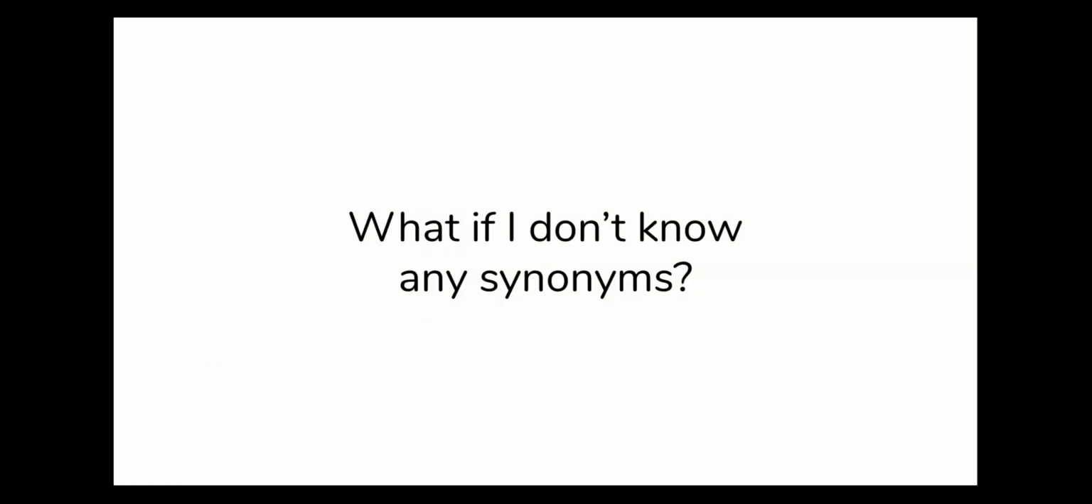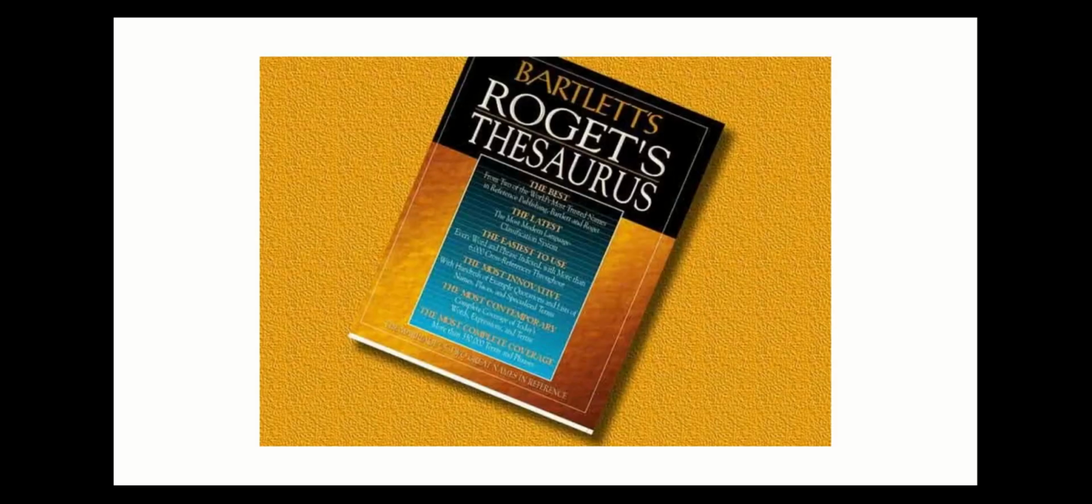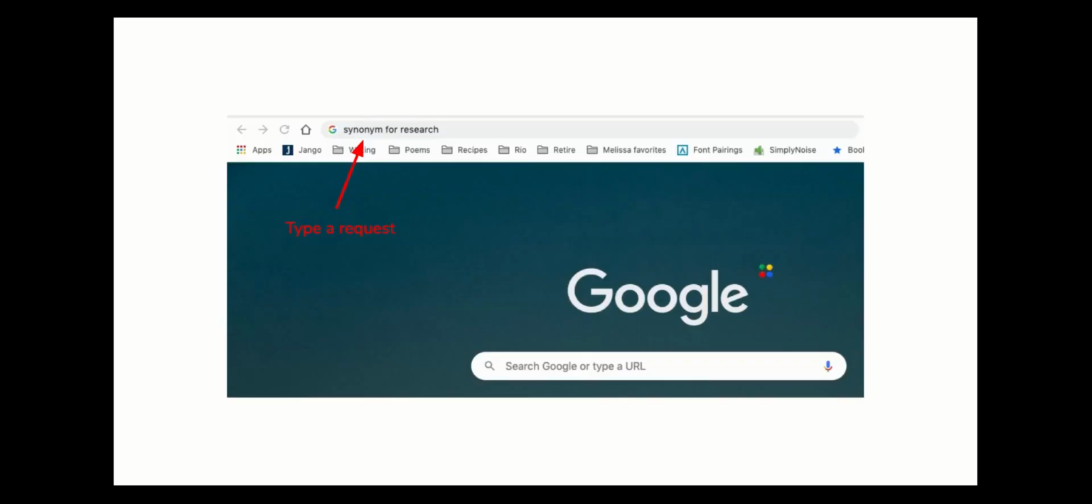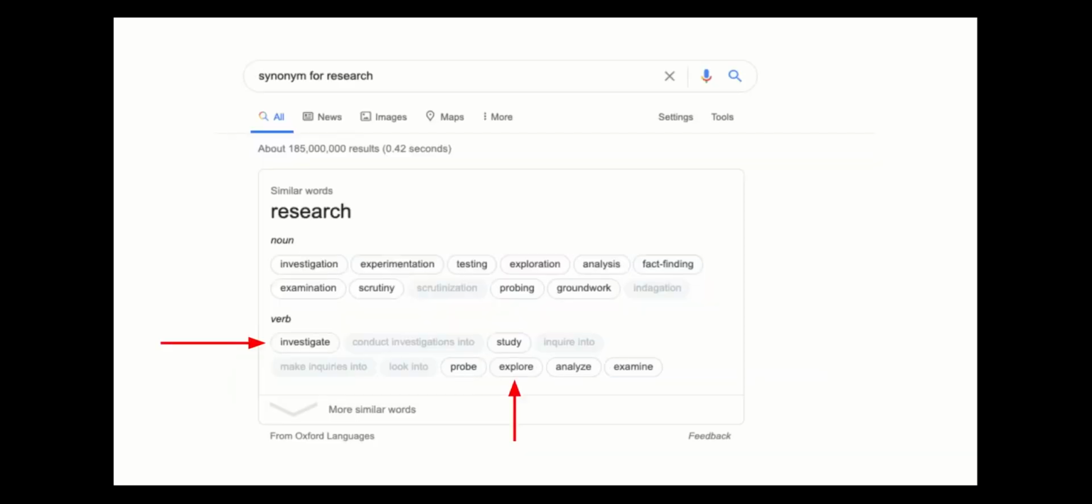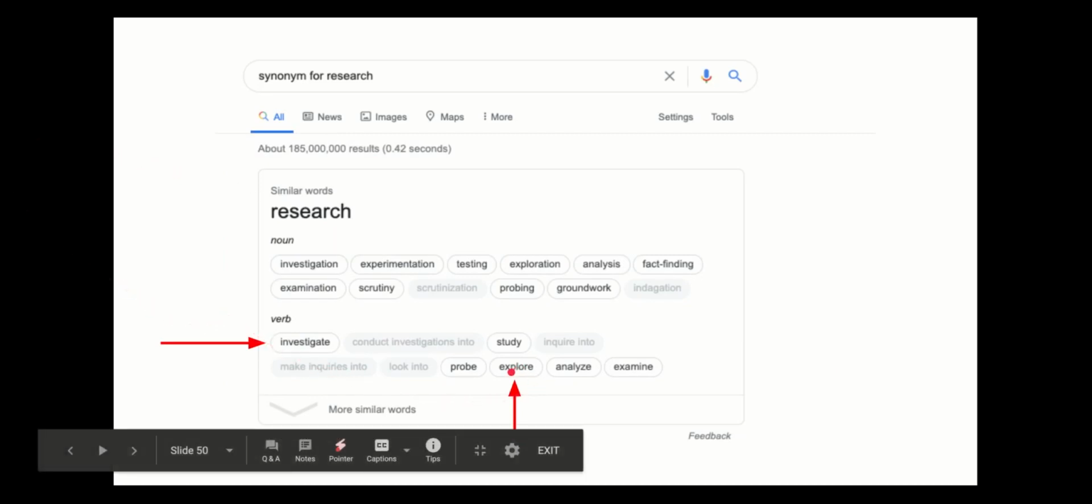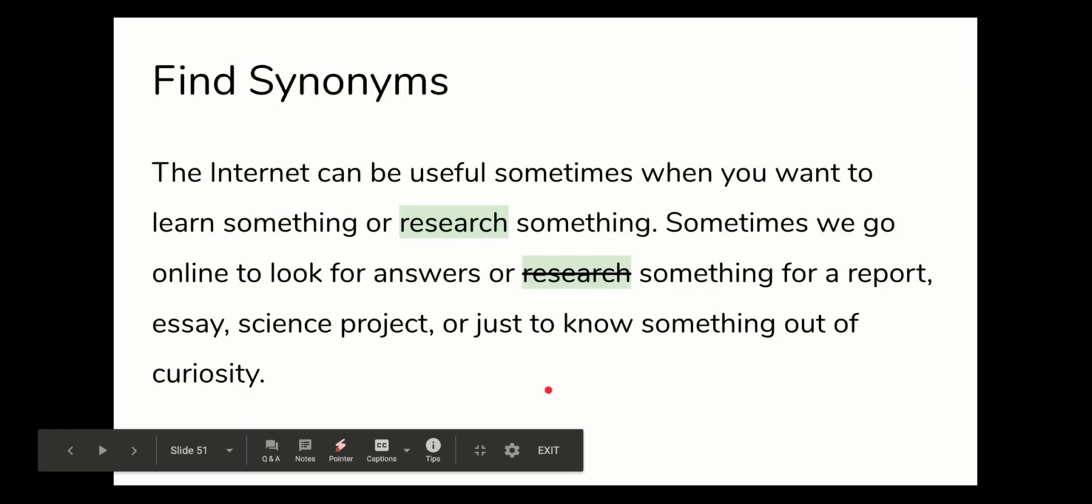But what if I don't know any synonyms for "research"? This happens to me all the time. I usually don't want to spend too long thinking of synonyms. Now, in the old days, you had to have a thesaurus on your desk, and it took a long time to look up words. But these days, you have Google. So all you have to do is type "synonym for" and the word you're looking for. In this case, "synonym for research." I found a bunch of words. I found "investigate," I found "explore," and there's some other ones. I'm going to pick "explore" to replace the word "research." So here's what it looks like.